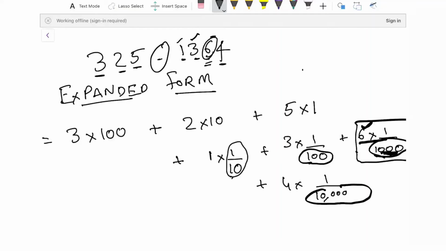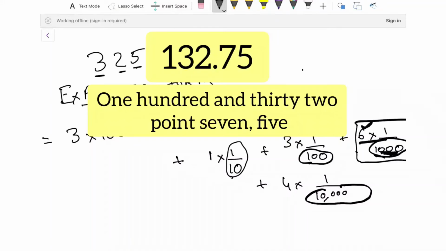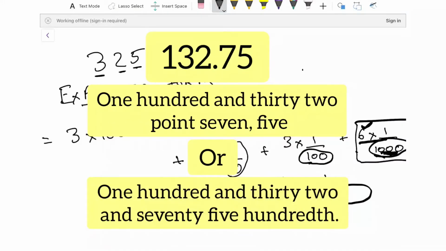Now have a look at this decimal number, 132.75. Go ahead and try to read this number. How do you read this number? That's right, 132.75. After the decimal point, you just have to read it as 75 and not seventy-five as a whole number. 132.75, or you can also read it as 132 and 75 hundredth. That's right.